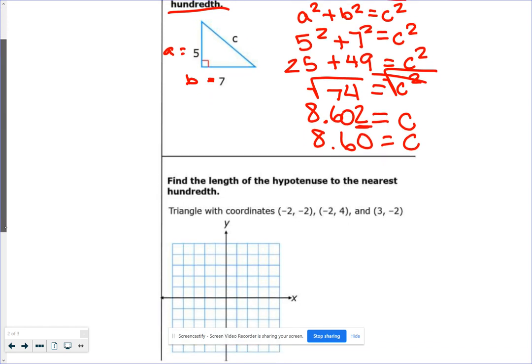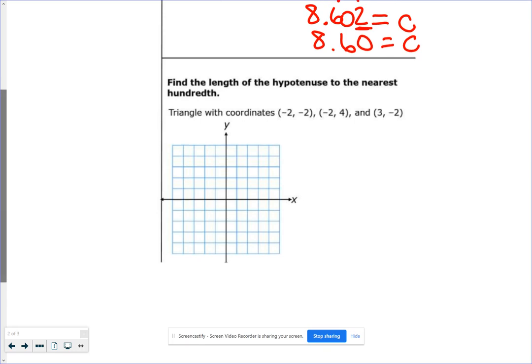All right. Remember to pause the video if you need. Find the length of the hypotenuse, round to the nearest hundredth again. This time we need to go and put our points in. So this should form a right triangle, hopefully.